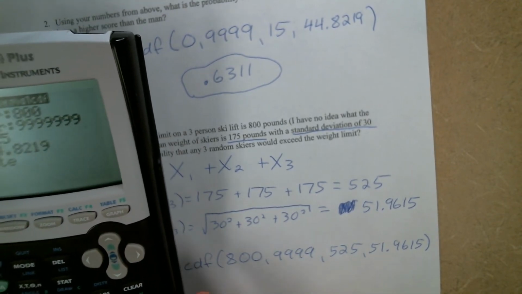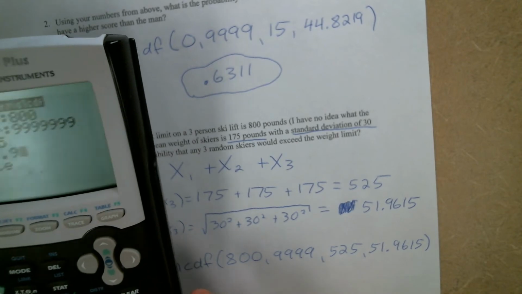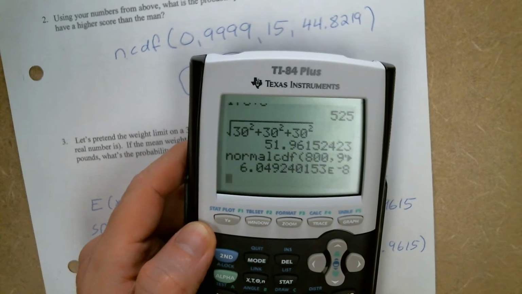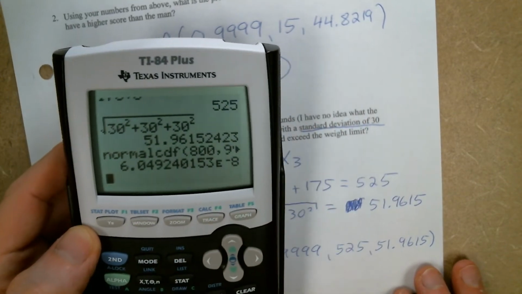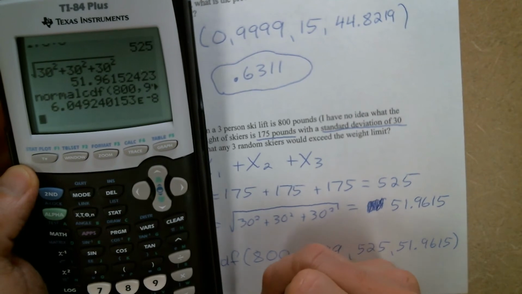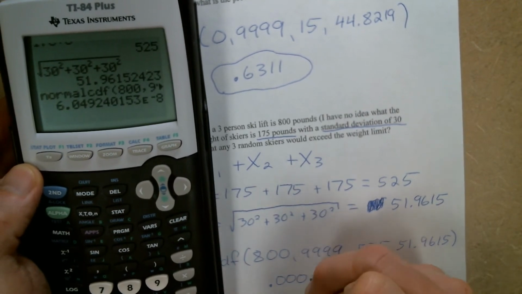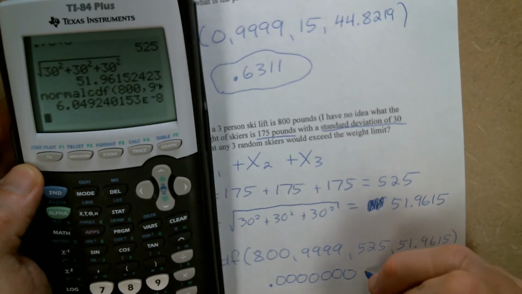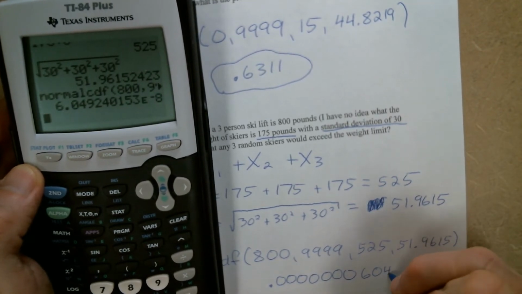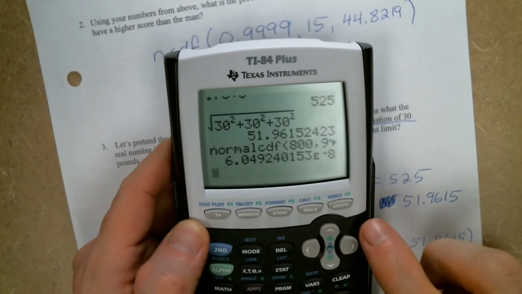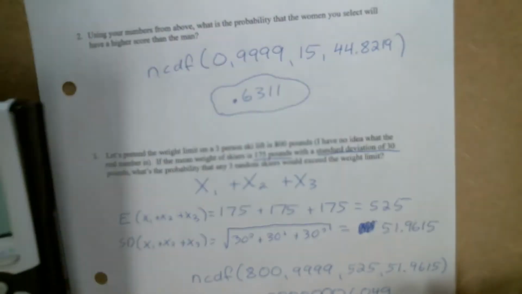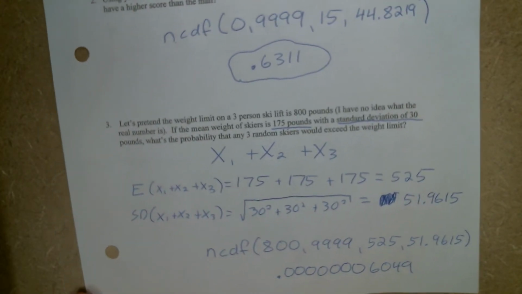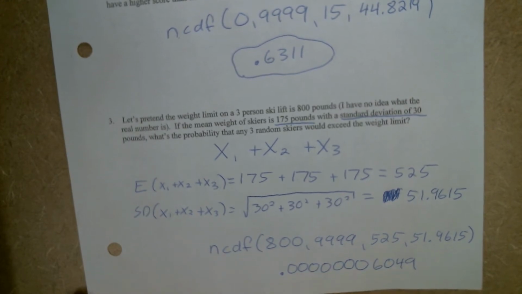All right, so 525, 51.9615. And we can see that it's e to the negative 8th. So that's really 0.1, 2, 3, 4, 5, 6, 7 zeros, and then the 6049. Right, which is what we'd hope. We'd hope that there's a very low chance of there being a problem on the chairlift. And that's what we're finding when we do this calculation.